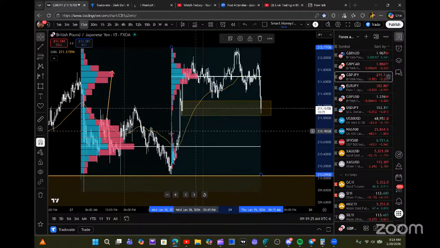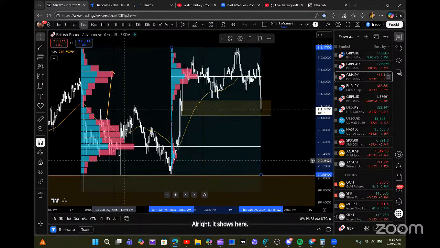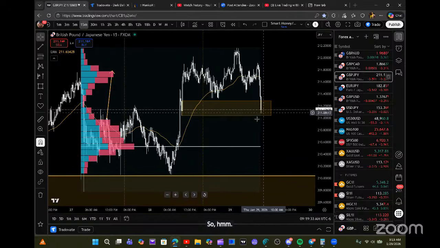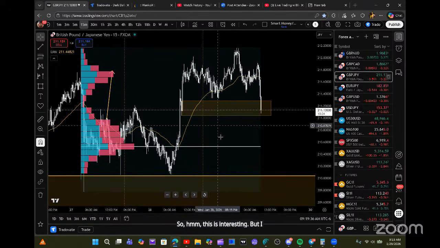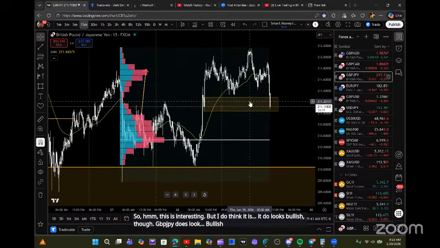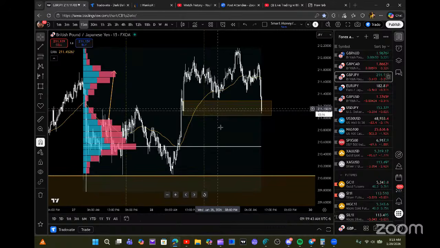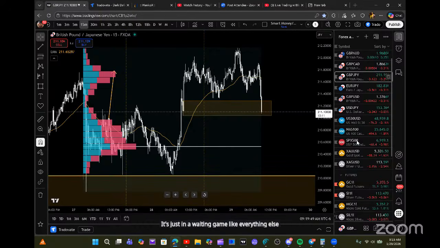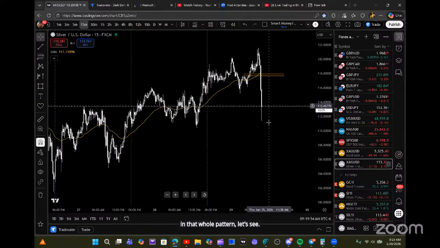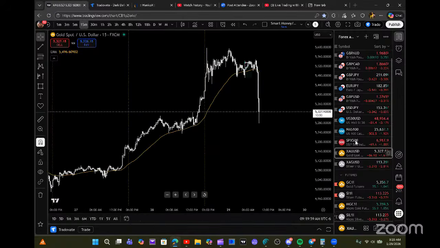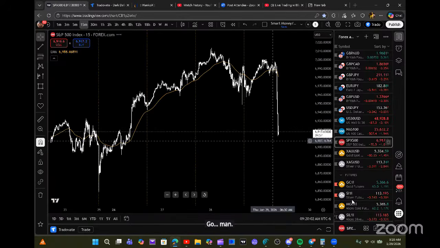All right. This shows here, but the low is over here. And this covers all that. So this is interesting. But I do think it looks bullish though. GBP JPY does look bullish. It's just in a waiting game like everything else right now, in that whole pattern. Let's see. Silver looks like it might be trying to pull back. Gold.